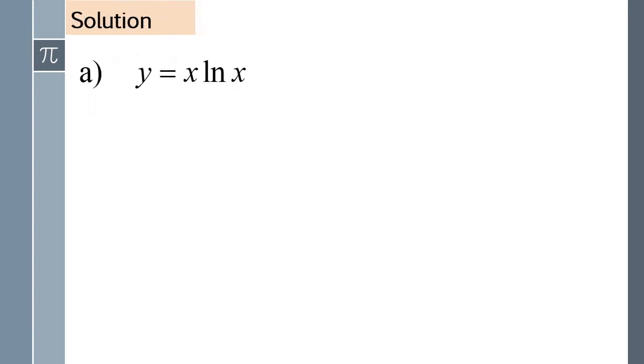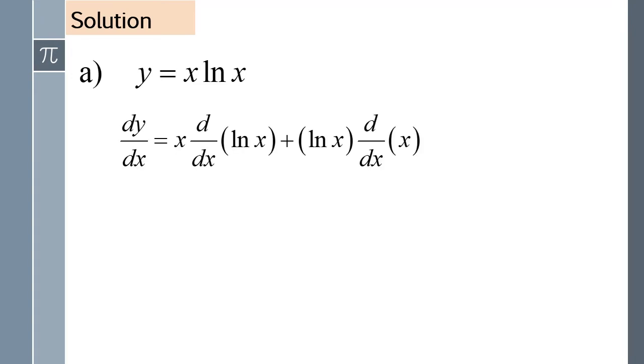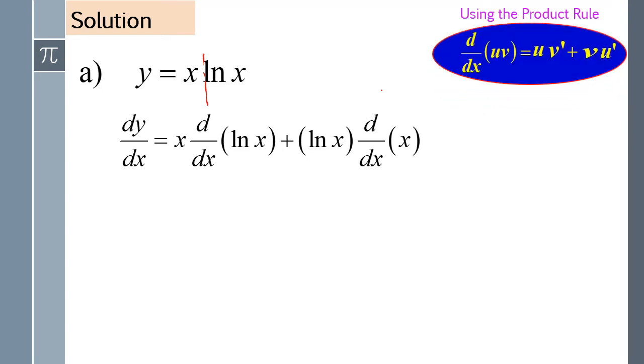Example 3a, y equal to x ln x. For this question, we differentiate by using product rule. That is, differentiate y, we get dy/dx. For this case, we divide into two functions. That is, if we take x and then we differentiate d/dx ln x, if we take ln x and then we differentiate d/dx x, or similarly, we use product rule, d/dx uv is equal to uv prime plus vu prime.